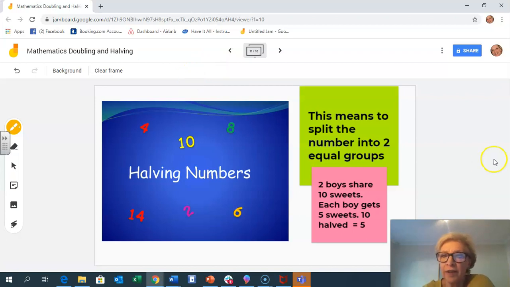Right, we're going to go on to halving now. And halving is exactly the opposite of doubling. So let's have a look and see what we can read about that here. This means, if we're going to halve any numbers, it means we split the number into two equal groups. For instance, 2 boys share 10 sweets. So if they share them out equally, each boy gets 5 sweets. So 10 halved is 5.